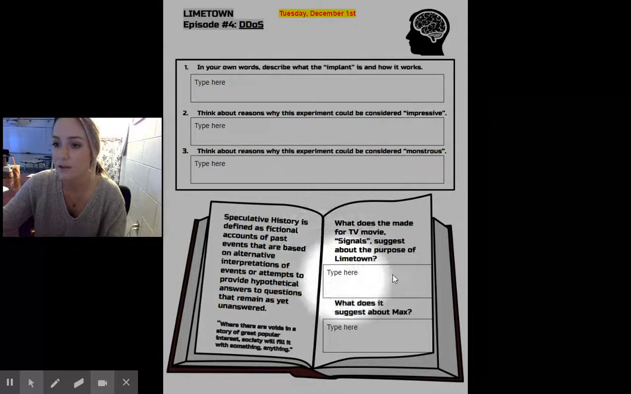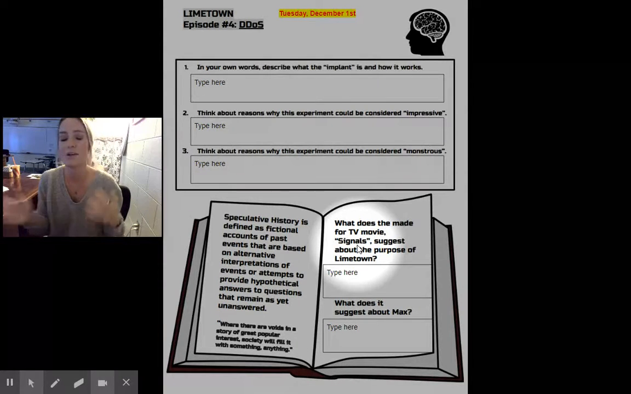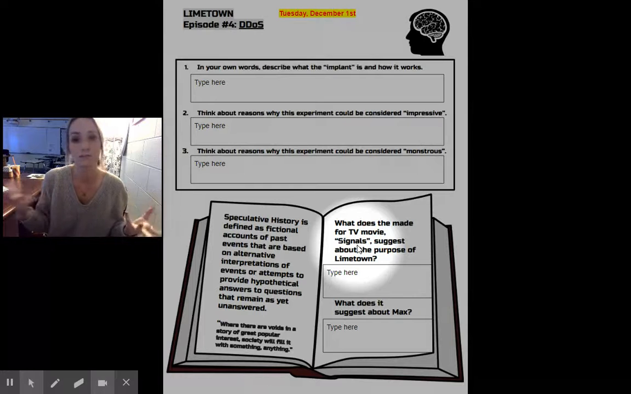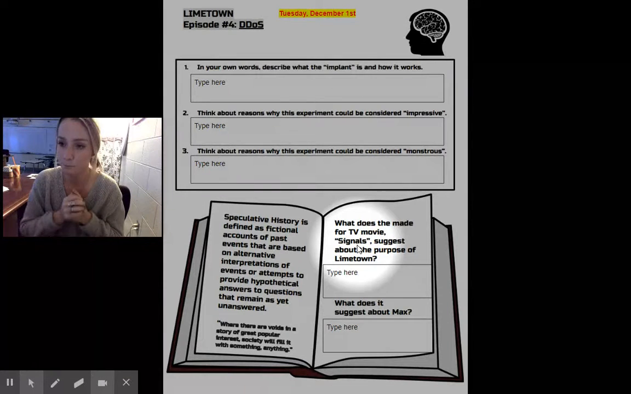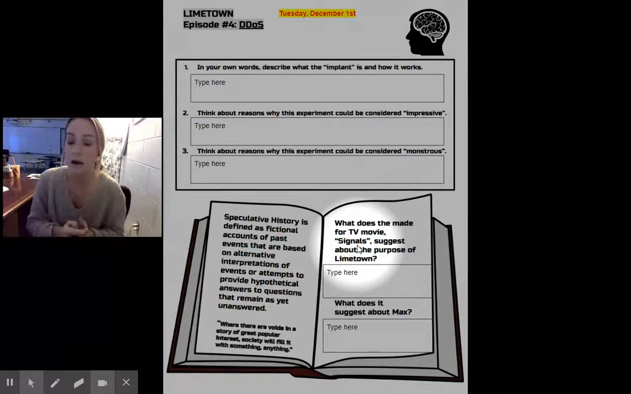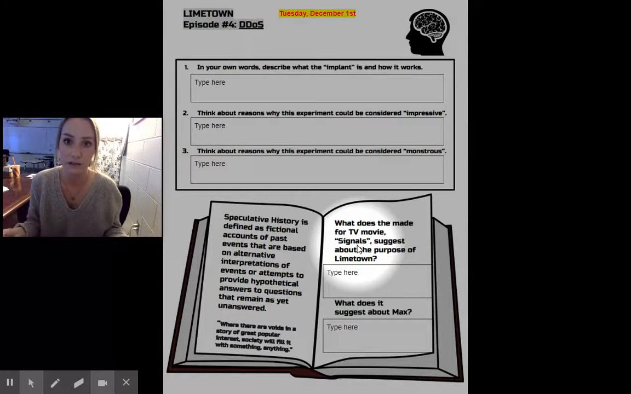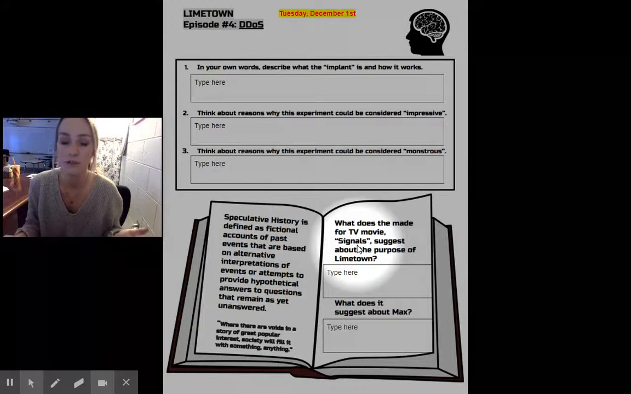Down here, it's asking about the made-for-TV movie Signals that they talk about. It's based on Limetown. We have Max, and his wife, or now ex-wife, Deirdre. It says, what does it suggest about the purpose of Limetown? Just listen to when Mark, the person that works with Leah at APR, is describing the movie. What does he say Oscar Totem did, or was trying to do?